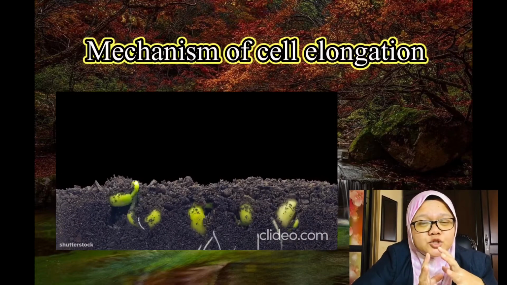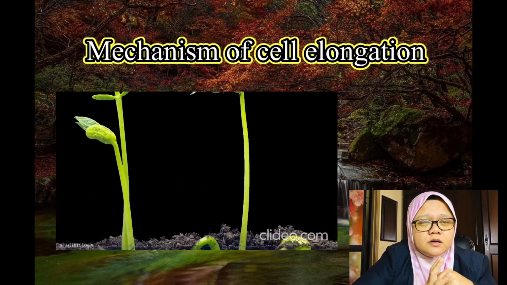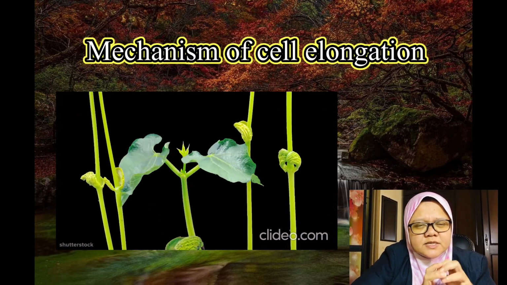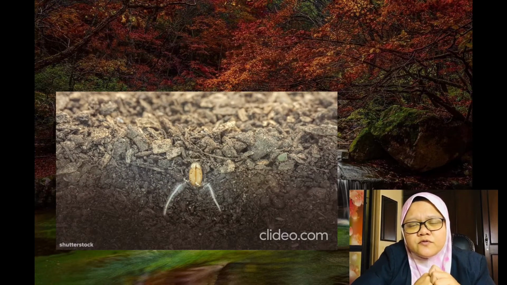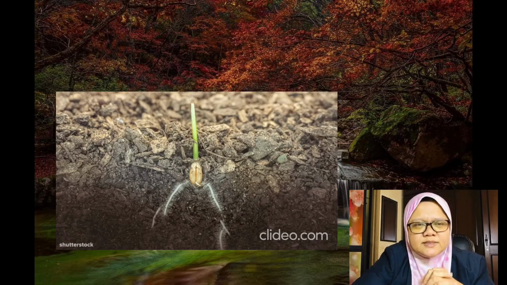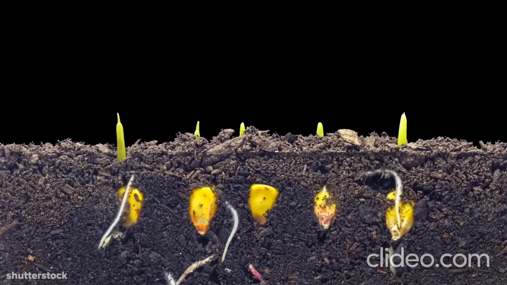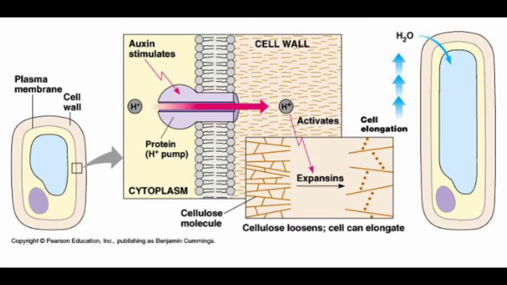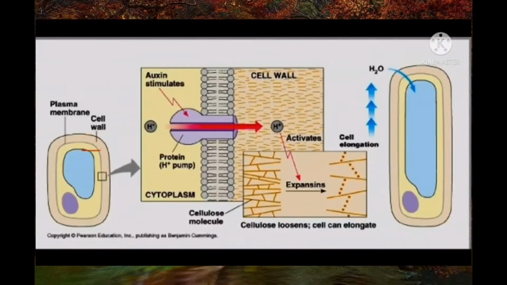Okay, now I would like to explain to you in depth the cell elongation mechanism. This is a process of biochemical reaction, which involves chemical reactions such as hormones as well as enzymes. Here, I'm explaining the mechanism of cell elongation through the acid growth hypothesis. Right, this is a plant cell. Okay, they make a cross section here and make a bigger figure here.